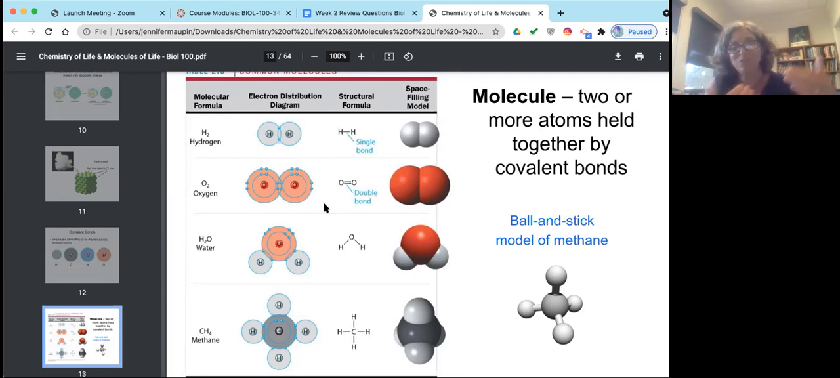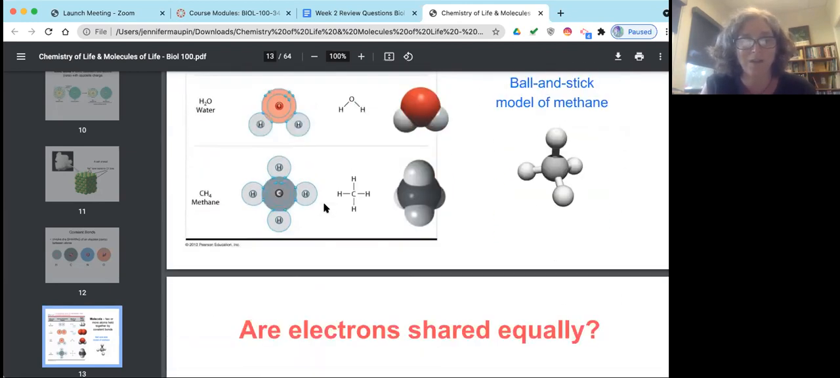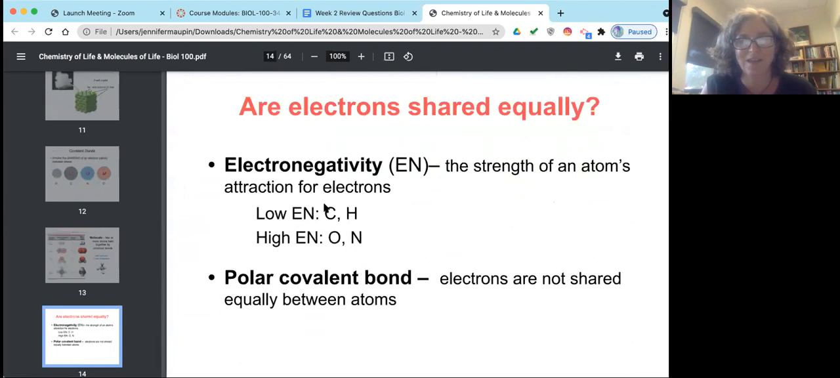Okay, so if two atoms are sharing a pair of electrons, but they're not sharing them equally, one of those atoms is going to have more of a negative charge, and one of them is going to have more of a positive charge because the electrons have a negative charge. So that's going to set up a polar molecule. And let's look at this slide here.